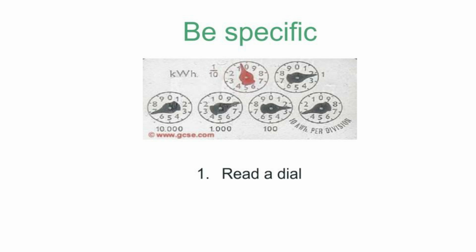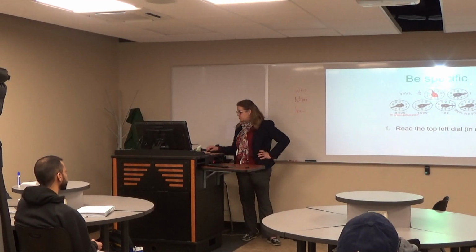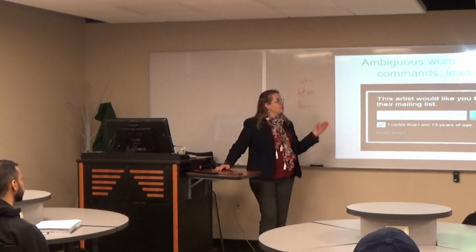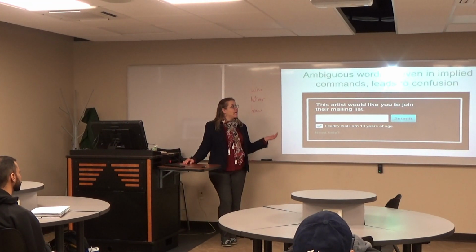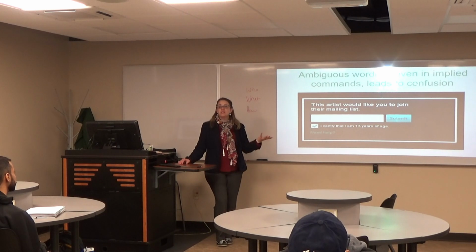What's wrong with this instruction? Don't see anything wrong with it? Which dial? Read a dial. Well, there's 6 of them there. Is there one that you want me to read? Well, let's be more specific. I want you to read the top left dial in red. Now you can't mess it up. So being specific helps to prevent error. Ambiguous wording, even if in implied commands, leads to confusion. Even if it's something that you think is obvious, remember, there are old people out there that haven't had the technical savvy know-how for their entire lives like you have.